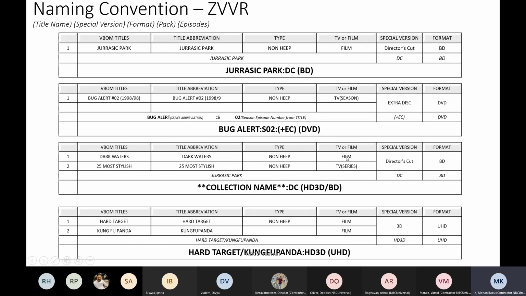But if you have a combination, where one is a film and another one is a series, in that case we'll append the naming convention as a collection name. If both are films, like the two titles we have chosen, Art Target and Kung Fu Panda, then we append these two and the special version. The special version and format come from the video version, so it won't have multiple special versions or multiple formats. For these two titles we'll have one special version and a common format, so we'll append this.